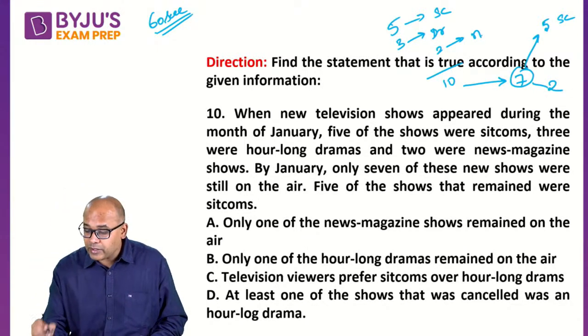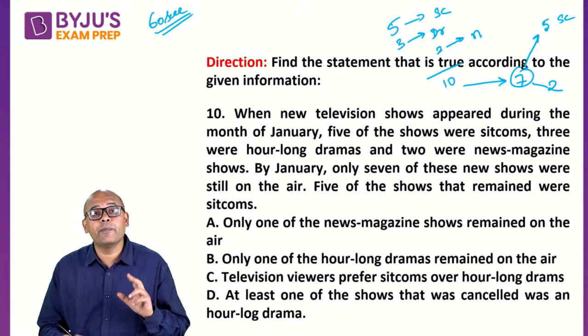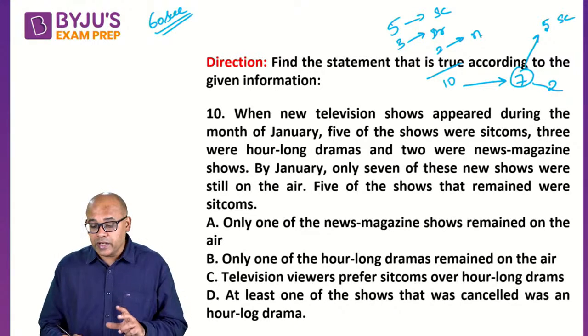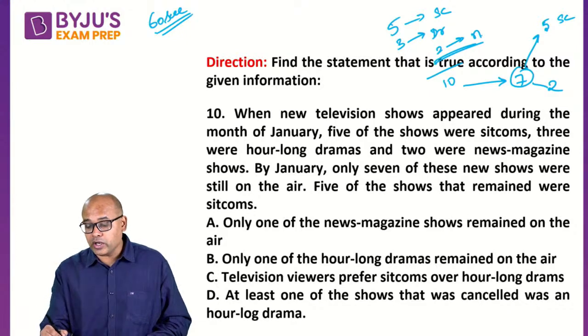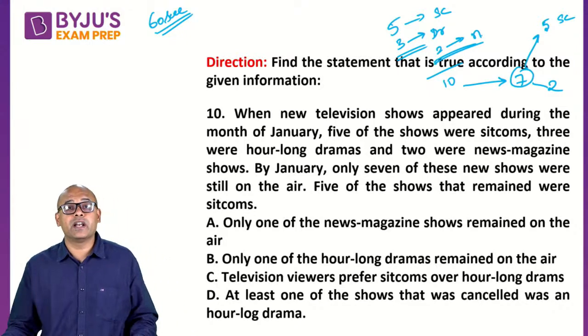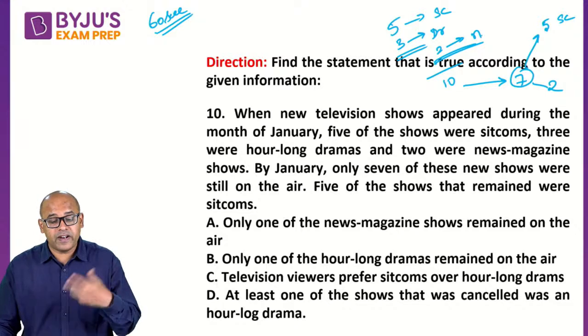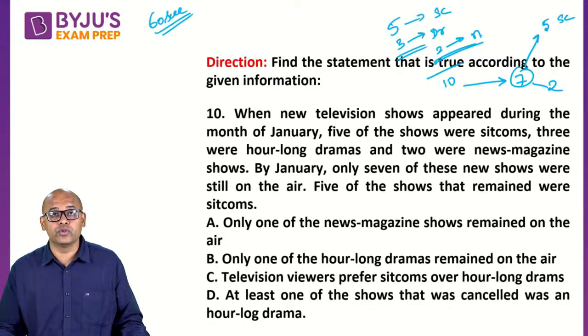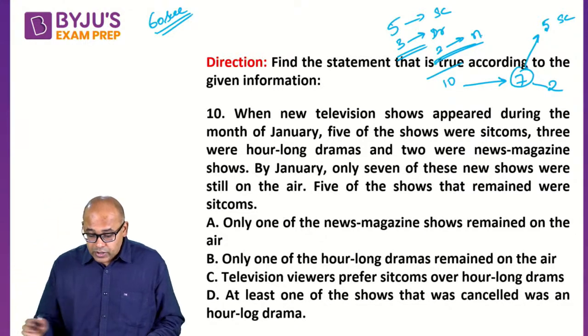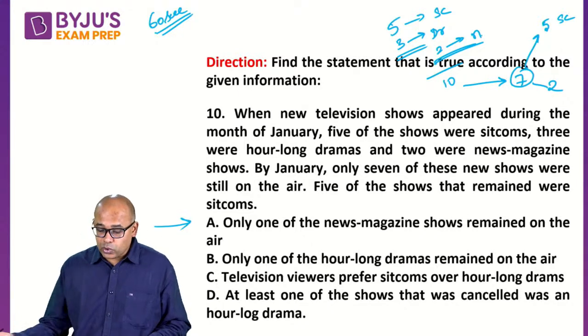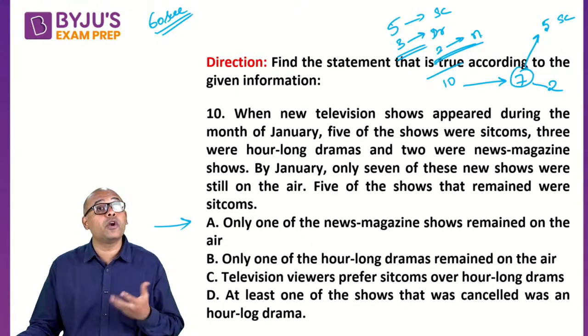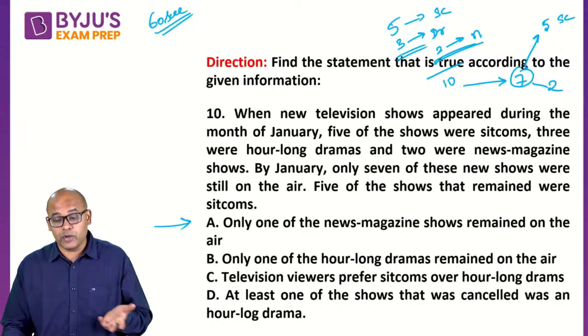But बाकी बचे आपके 2. We don't have information about these 2. Which 2 can this be? It can be both of them are news, or both of them are dramas, or it could be 1 drama and 1 news. Any of these possibilities exist. So the question, option A says only one of the news magazine shows remain on the air. Not necessary. दोनों भी हो सकते हैं, because 5 plus 2 is 7.